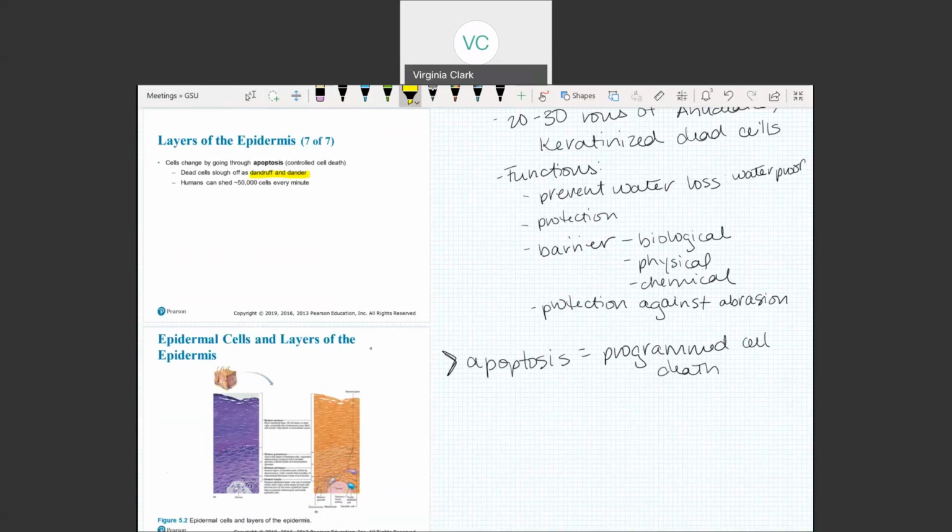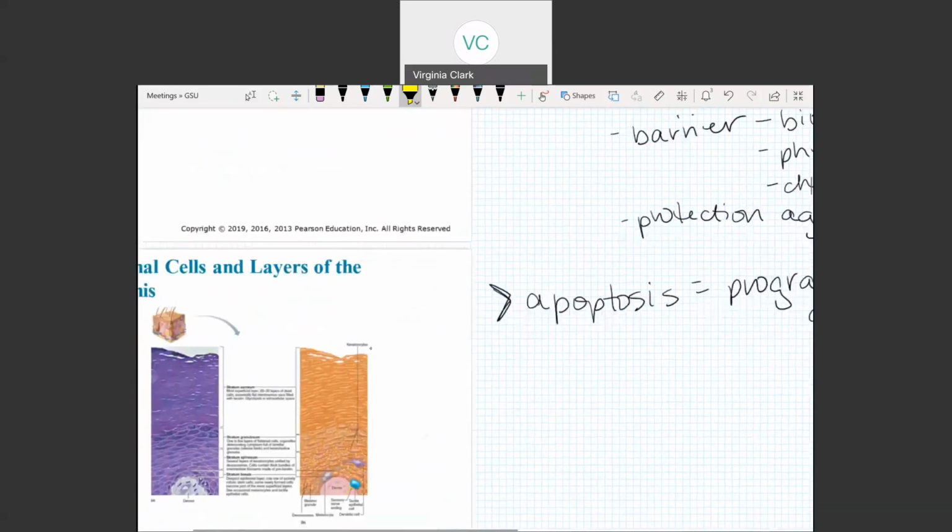And you can actually shed about 50,000 cells per minute. So it's about 40 pounds in your overall lifetime. That is a ton, and also kind of disgusting. It is a true statement.